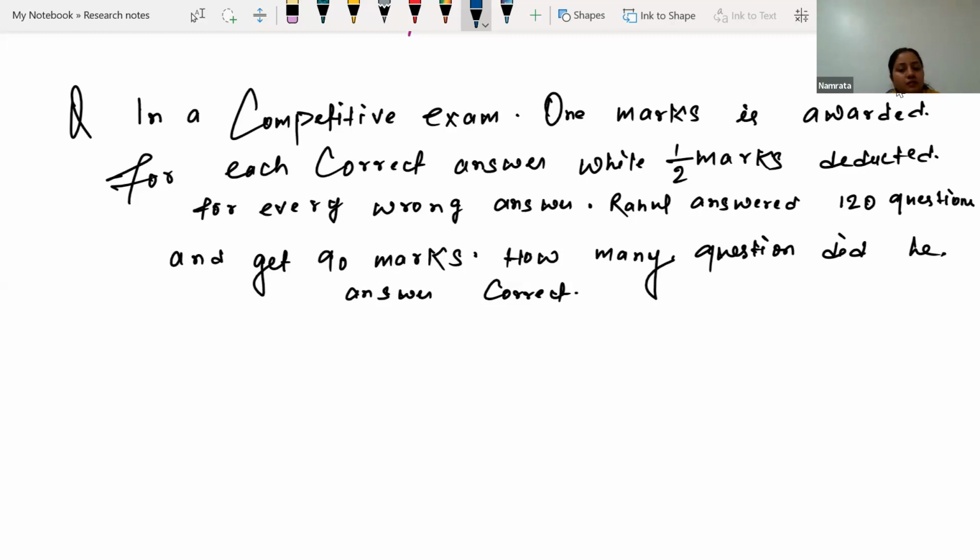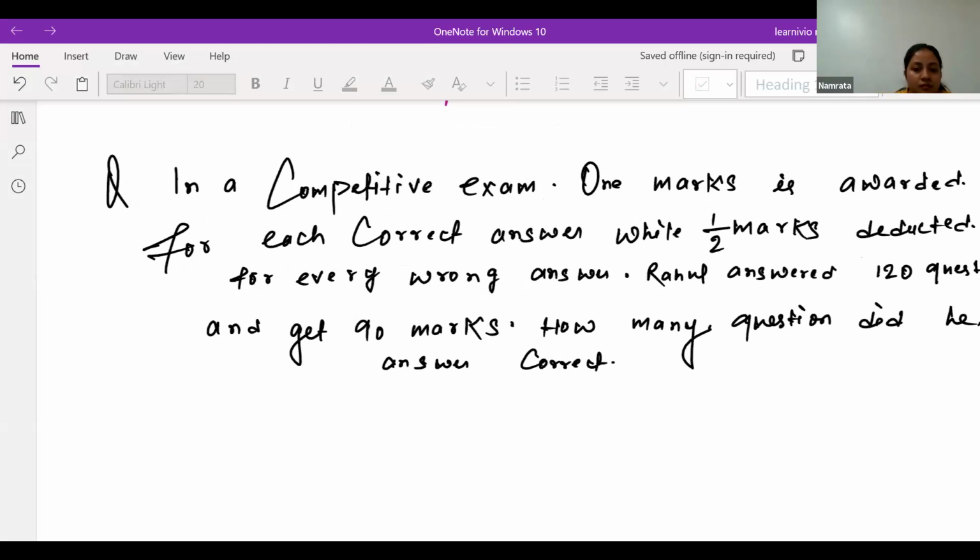Ma'am, after solving it I am getting two equations: x minus y is equal to 120, and 90. x minus y upon 2 is equal to 120. You got x minus y equals 120, and one more equation you have got, right? Yes, ma'am, that is 90, x minus y upon 2 is equal to 120. Okay, let me check.